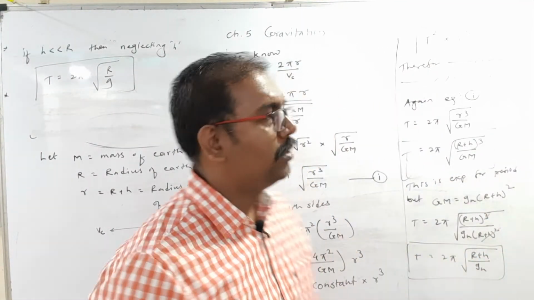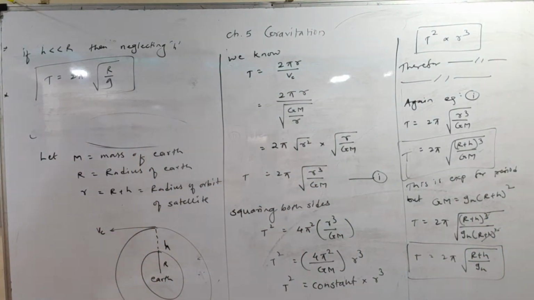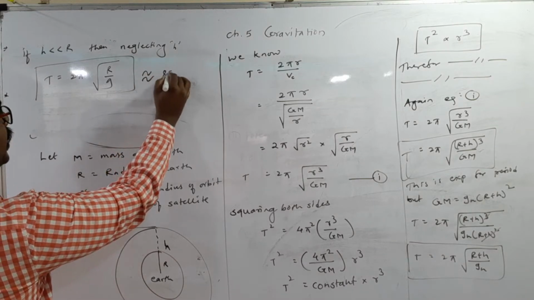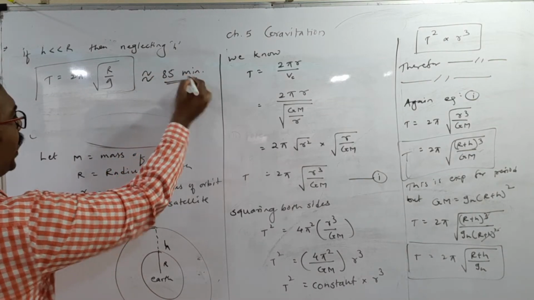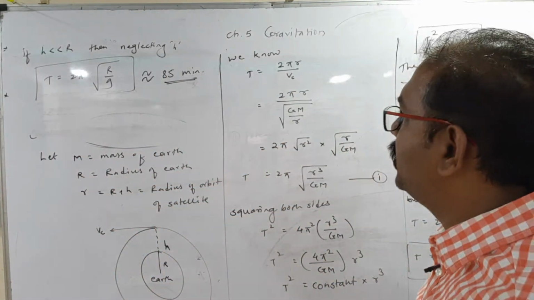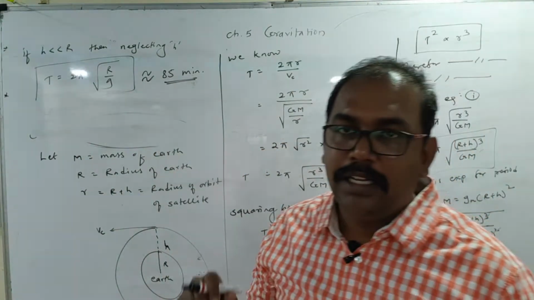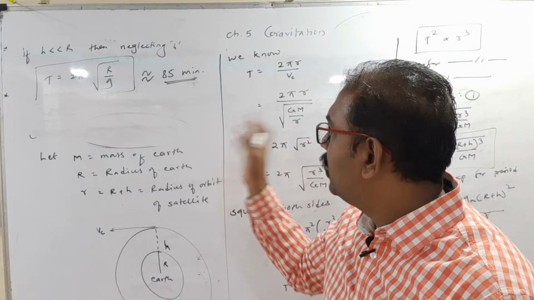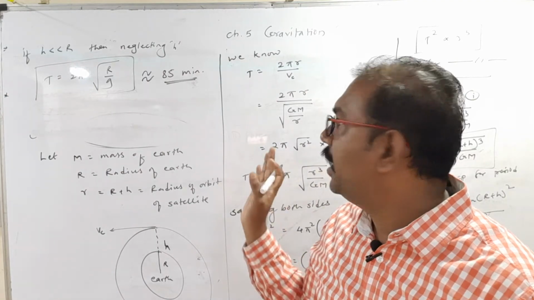Now here, the value of r is fixed, g is fixed, and if you substitute these values and calculate the period of the satellite when it is close to the surface, I think it comes to 85 minutes, approximately 84 point something. I don't remember the exact values, but you remember 85 minutes. Means when the satellite is at a height of 100 km from the surface, it is revolving with a period of 85 minutes.